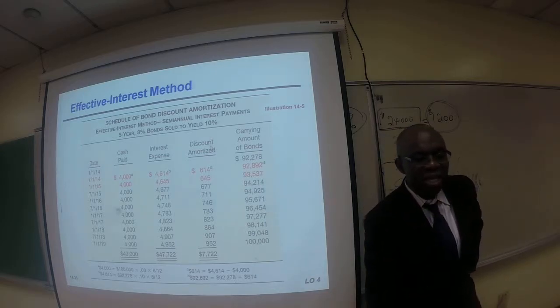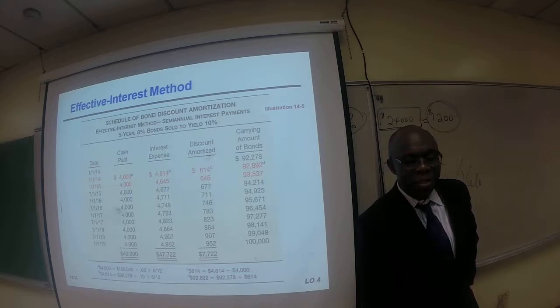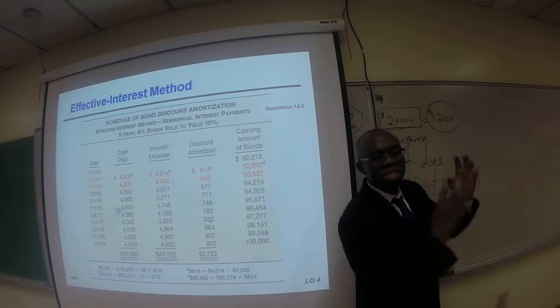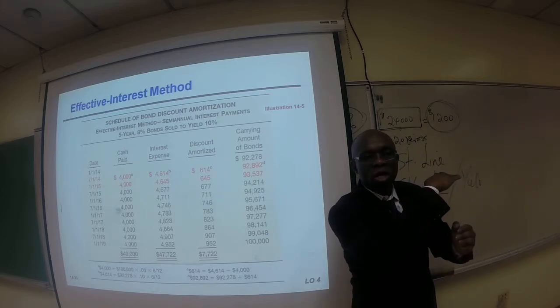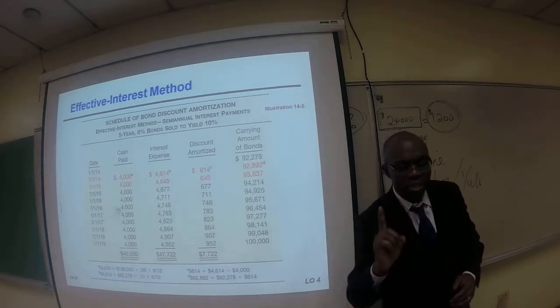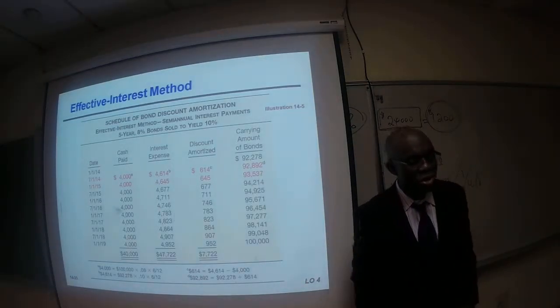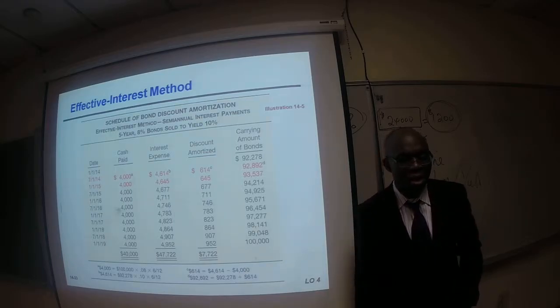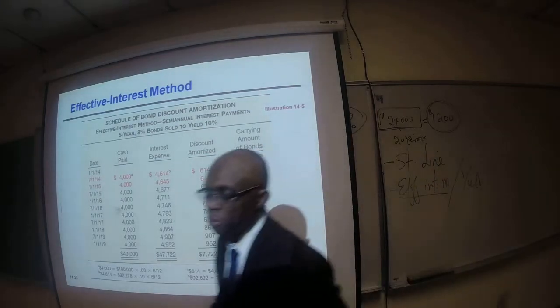Because the discount amortized differs every 6 months, unlike the straight line where the discount amortized was $1,200 across the board, this time it is different because we are using the effective interest method.